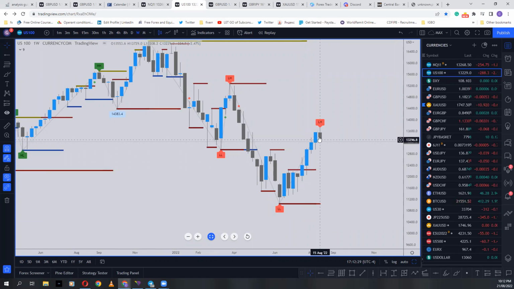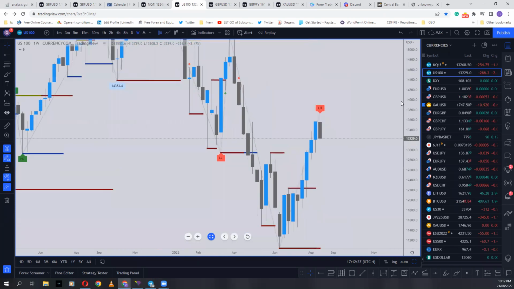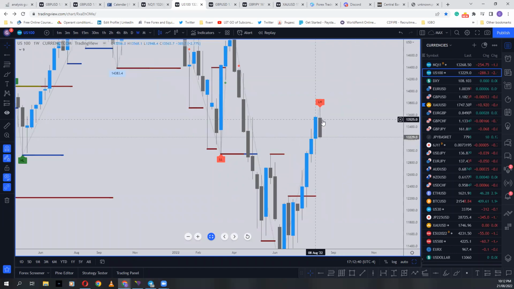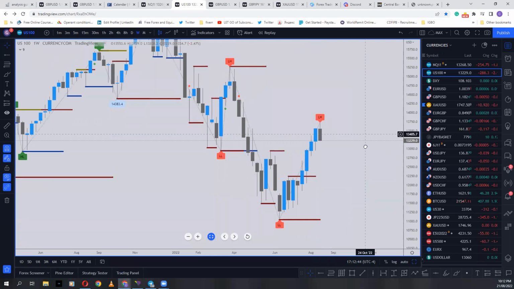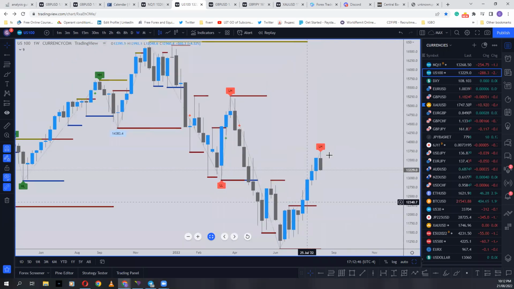This points to a retracement. It doesn't mean a reversal, a retracement, because this is a dark cloud pattern, and on the weekly time frame it's most often bearish. But this might be a retracement to move higher.